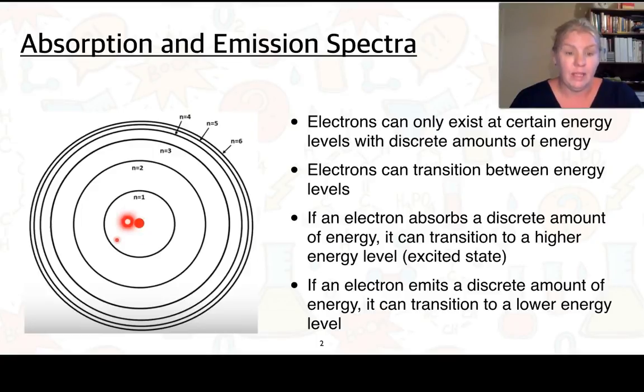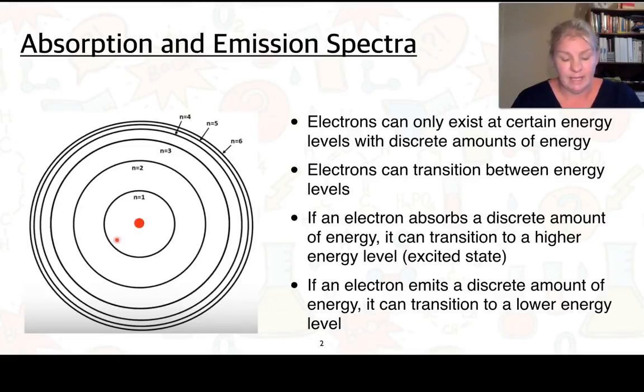So in the Bohr model, he stated that the protons and neutrons were in our nucleus in the center, and the electrons could be found in distinctive energy shells surrounding that nucleus. Electrons can only exist at certain energy levels with a discrete amount of energy. What was noticed was that electrons can transition between energy levels.